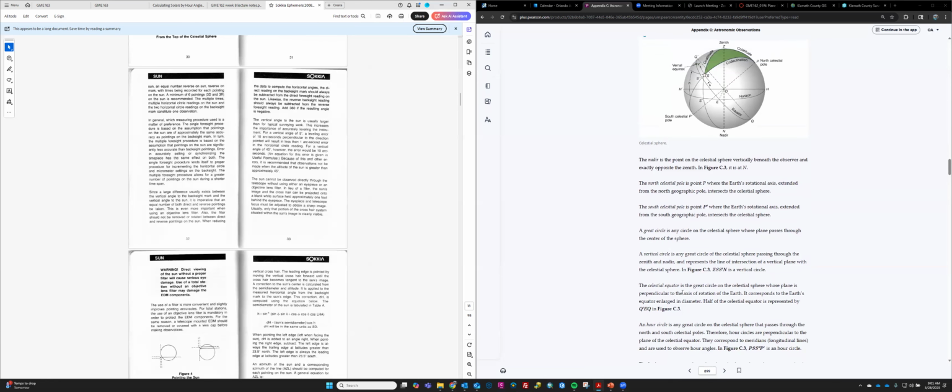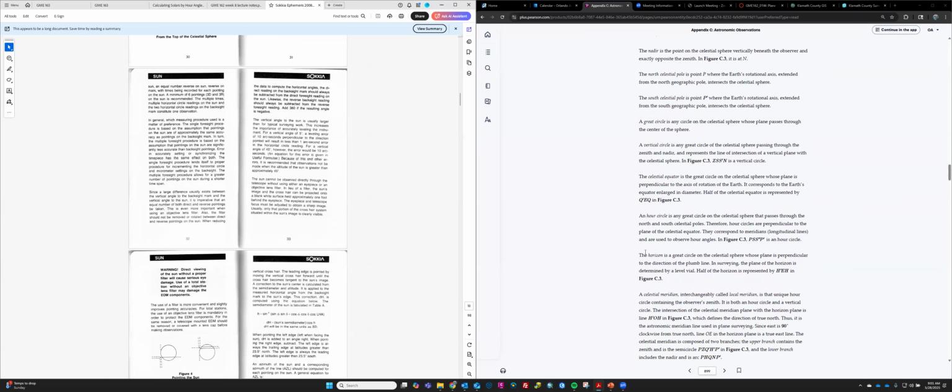And then we have the celestial equator, that's the great circle on the celestial sphere whose plane is perpendicular to the axis of rotation of the Earth. It corresponds to the Earth's equator, enlarged in diameter. And then we have an hour circle, which is a great circle on the celestial sphere that passes through the north and south celestial poles. Therefore, hour circles are perpendicular to the plane of the celestial equator.